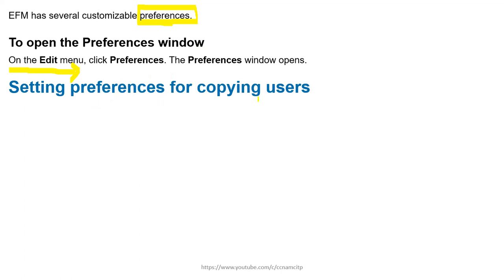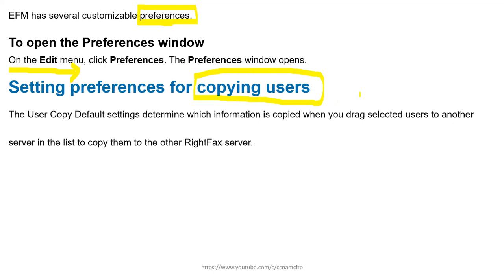Setting preferences for copying users. For example, if you want to set any preference for copying users, I'm showing you how you can do it here. The user copy default setting determines which information is copied when you drag a selected user to another server in the list, to copy them from one RightFax server to another. The meaning is very simple here.